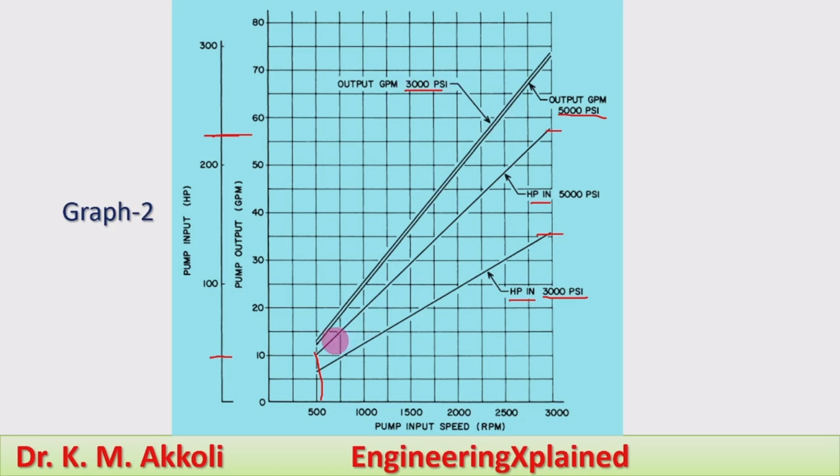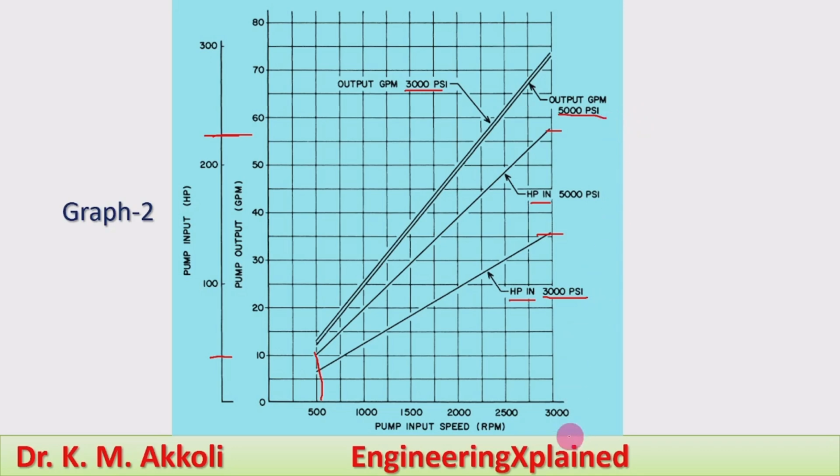You can observe that the minimum value of the outflow is at 500 RPM speed and the maximum is at 3000 RPM speed. Both vary in a similar manner, with slightly lower and higher values. A slightly higher flow rate is there for the 3000 psi pressure, and a slightly lower flow rate is there for the 5000 psi pressure in terms of GPM.